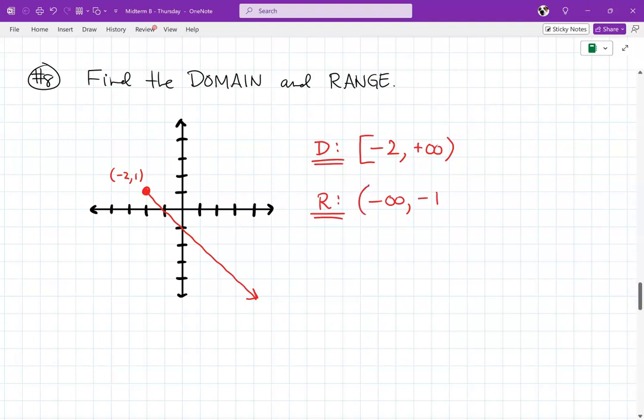-1. It doesn't include negative infinity. Does it include -1? Oh, +1, sorry. Oh, I can erase that. And it does include that, right? The solid dot.